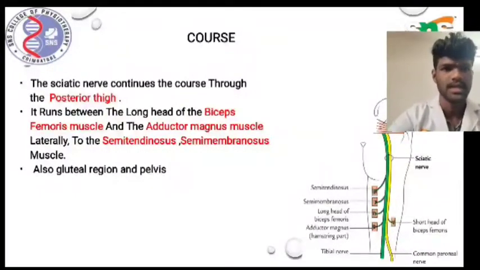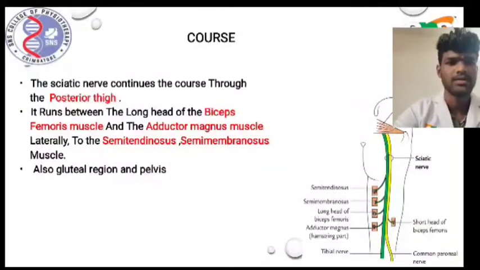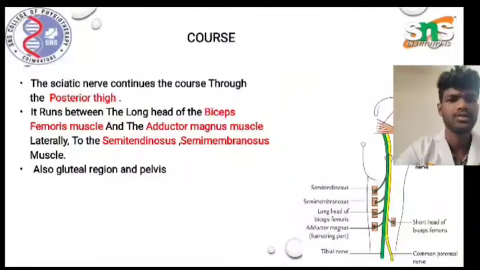Course. Sciatic nerve continues its course through the posterior thigh. It runs between the long head of the biceps femoris muscle and the adductor magnus muscle, laterally to the semimembranosus muscle, also through the gluteal region and pelvis.